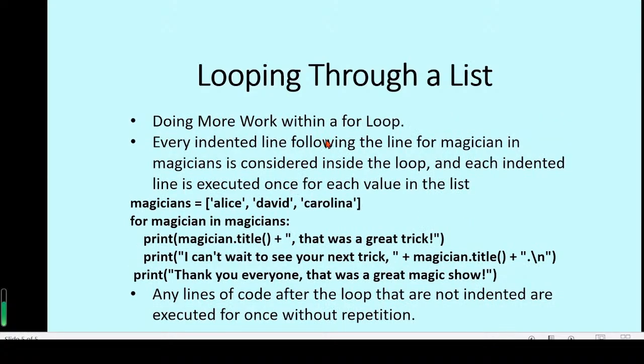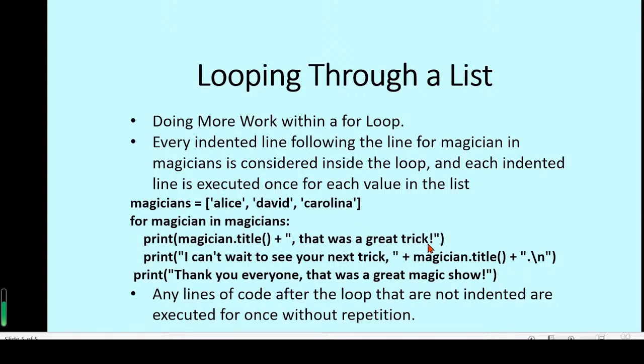Doing more work within a for loop. Every indented line following the line for magician in magicians is considered inside the loop, and each indented line is executed once for every value in the list. So for example, this is a magicians list. We can write a for loop, for magician in magicians, then these 2 indented lines are considered inside the for loop. So we can write print(magician.title() + ", that was a great trick.")